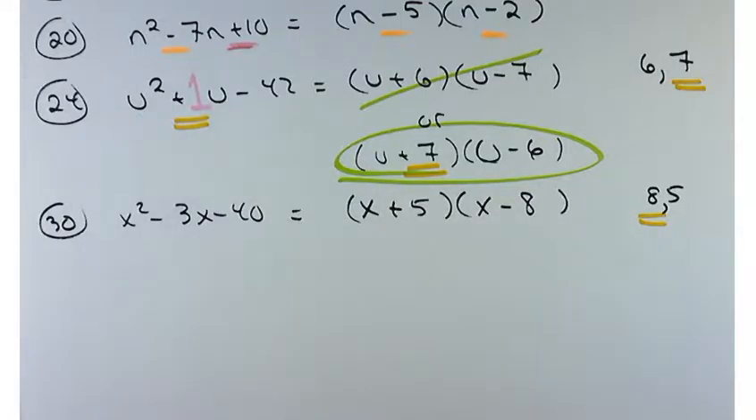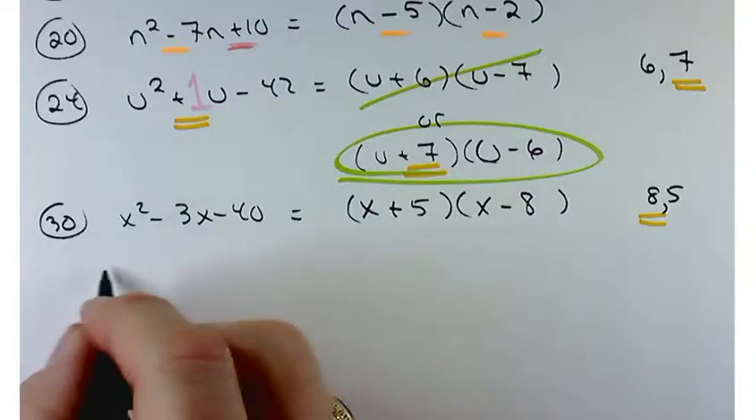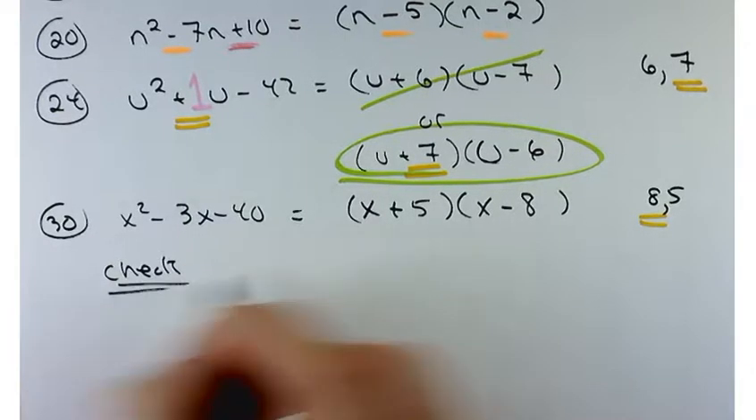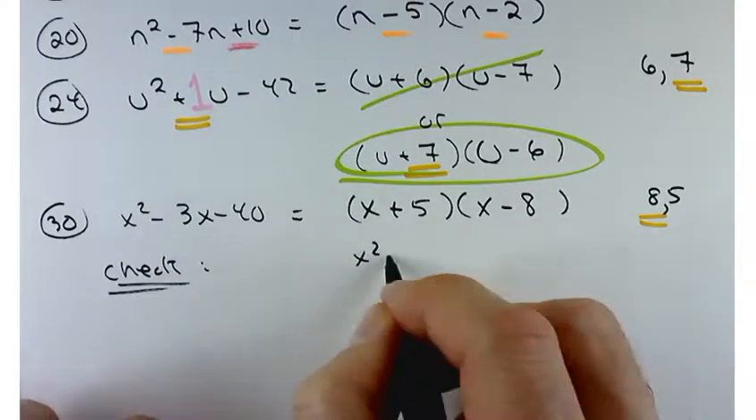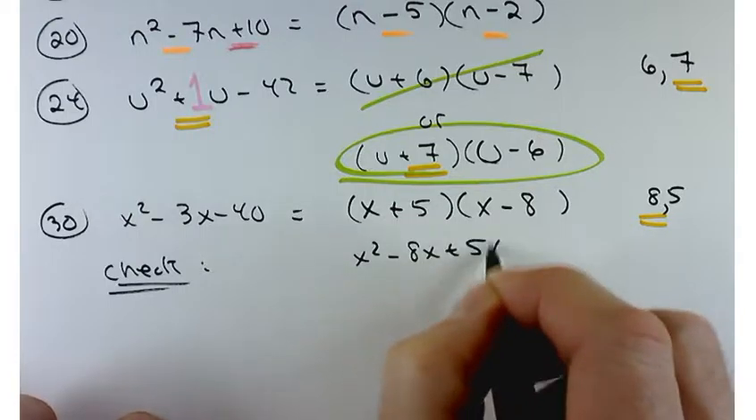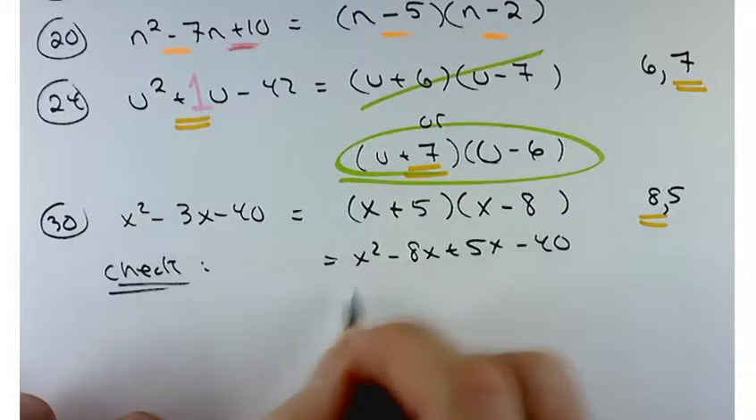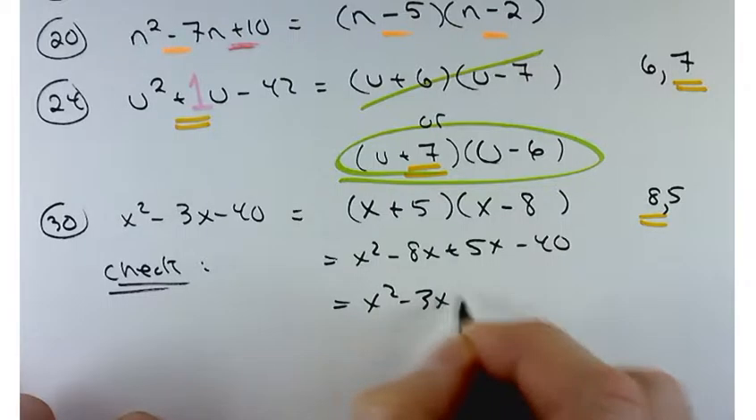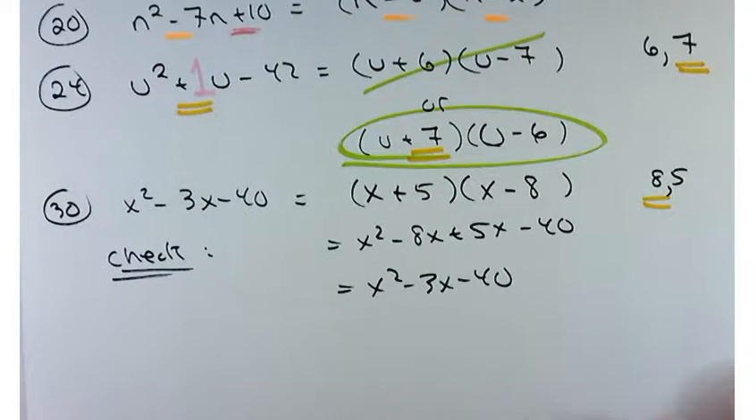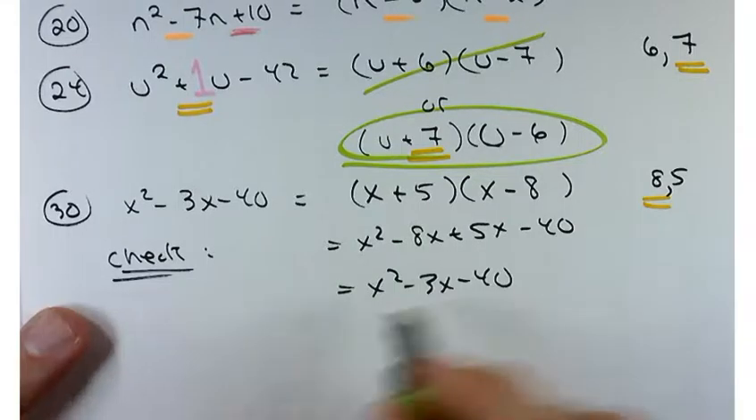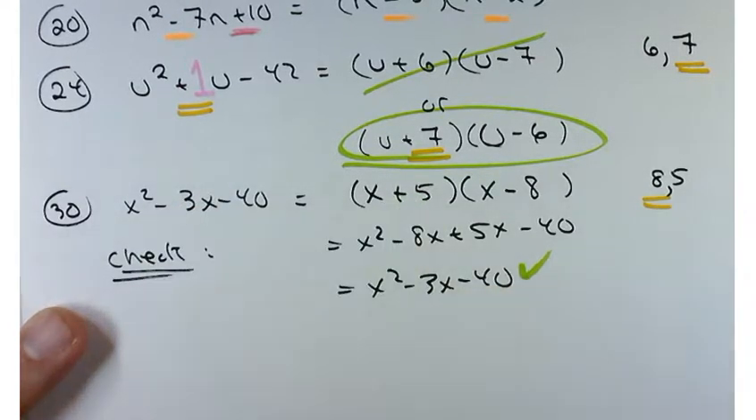How do you check it if you're looking at that going, I didn't do so good on the last test, I better check it? How would I check it? Yeah, FOIL it. So we can check it. If I check it, it'd be x squared minus 8x plus 5x minus 40. So, cool. It checks. This matches what we started with.